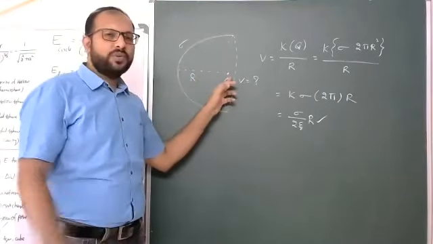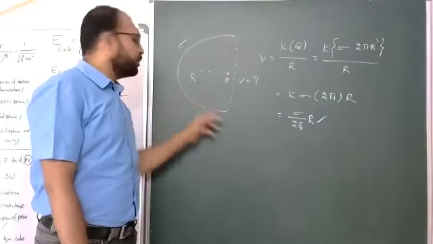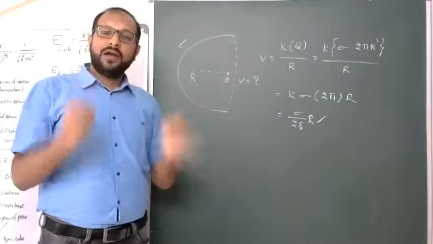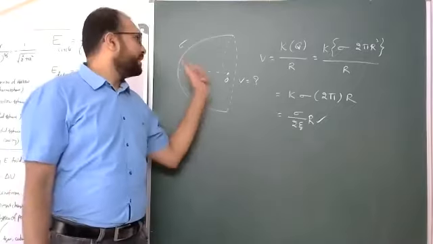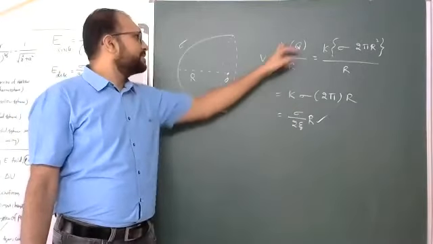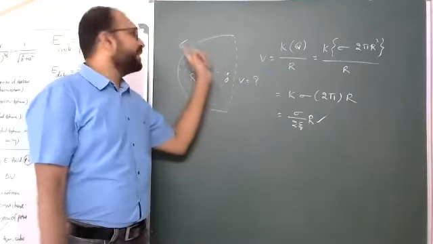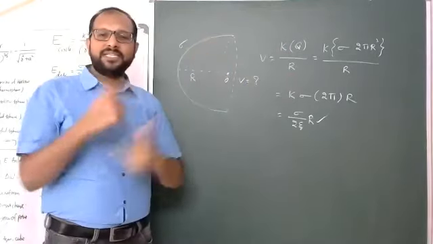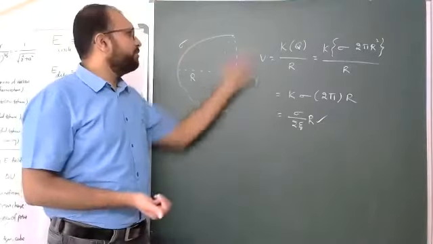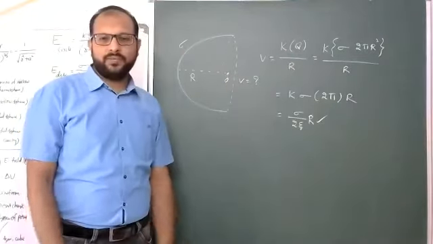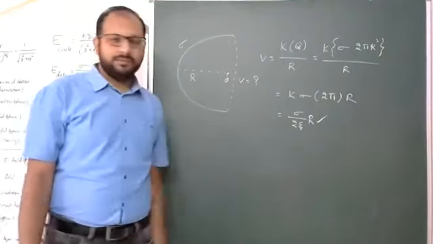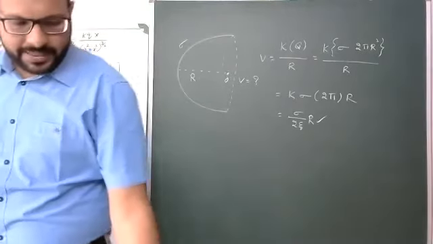And one more point, students: whether it is uniformly distributed or non-uniformly distributed, the answer is not this one. The answer is the same, kq by r. But if it is non-uniform, the determination of q is different. If it is uniform, q equals sigma into 2 pi r square. Now complete. Now another topic is there.